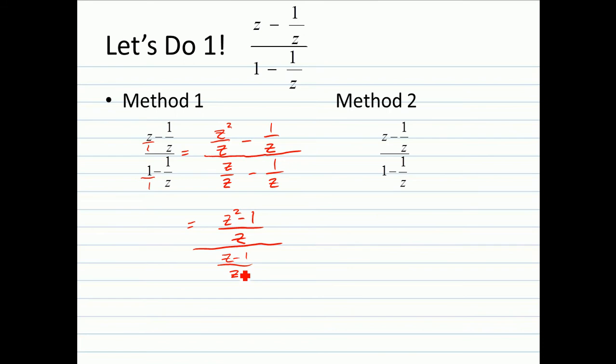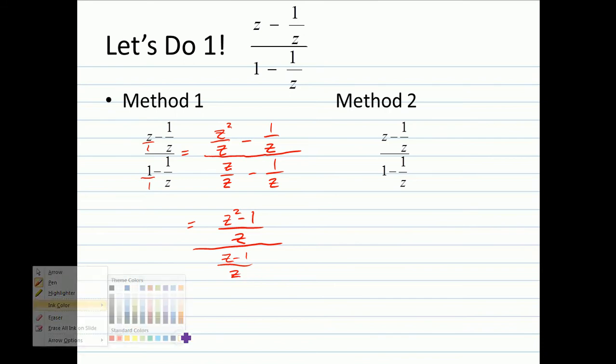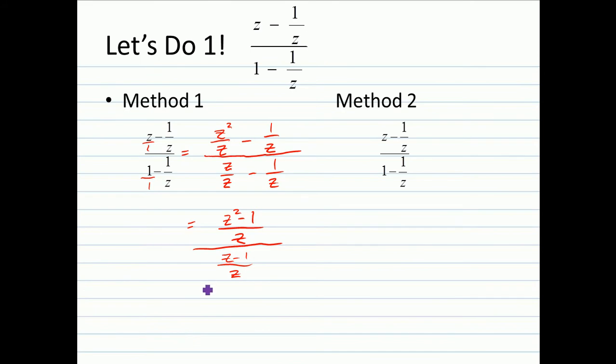And really, remember, you're dividing by a fraction, so this actually turns into a multiplication problem. This multiplication problem is really z squared minus 1 over z times z over z minus 1. All I did was take this one, flip it, multiply. So let's actually see what happens when we do this.